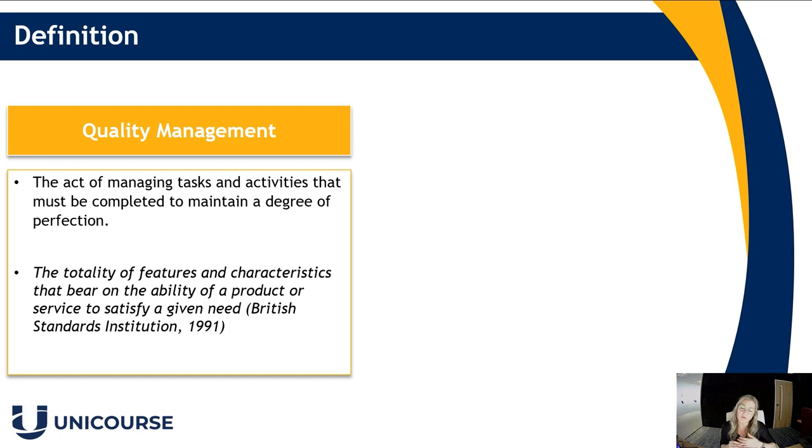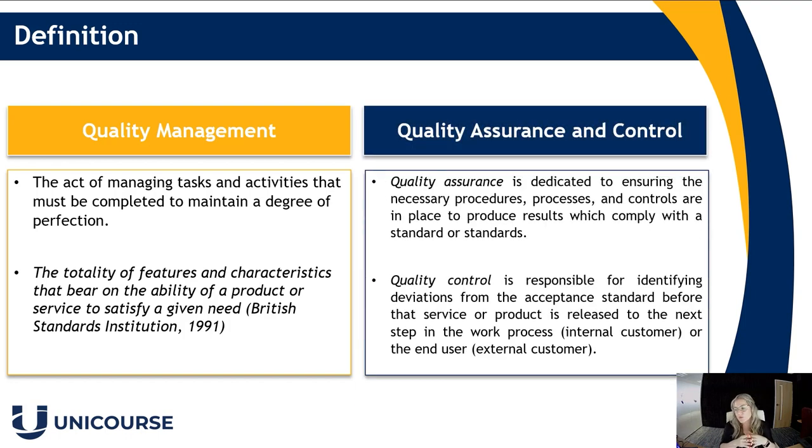But the British Standards Institution created a definition back in 1991, and I still believe it's quite relevant today. So I've noted down here the totality of features and characteristics that bear on the ability of a product or service to satisfy a given need. So think about that, to satisfy a given need. So understanding what that need is quite important, and that leads us on to as well the difference between quality assurance and quality control. Now, some might believe that quality assurance and quality control are the same things, but they're not, and it's important to be able to differentiate between the two terms.